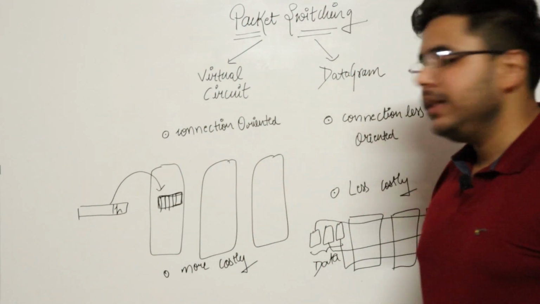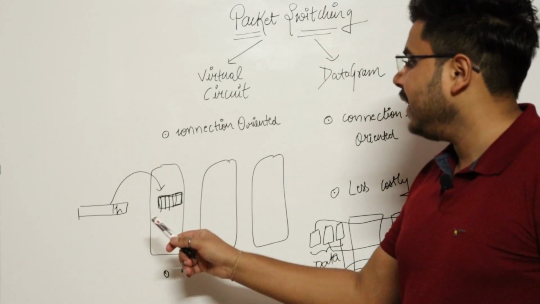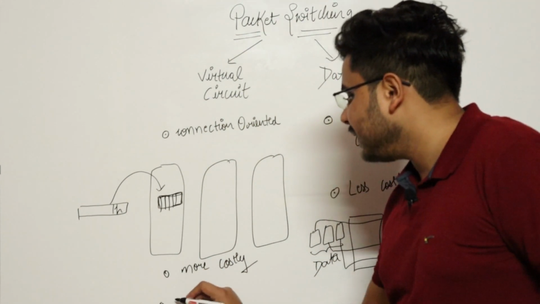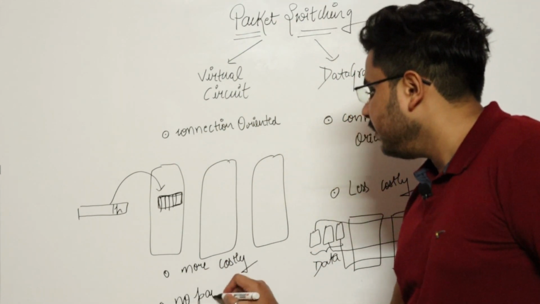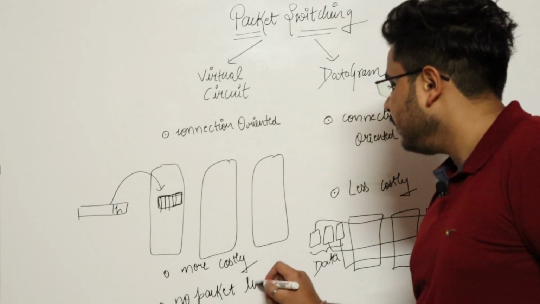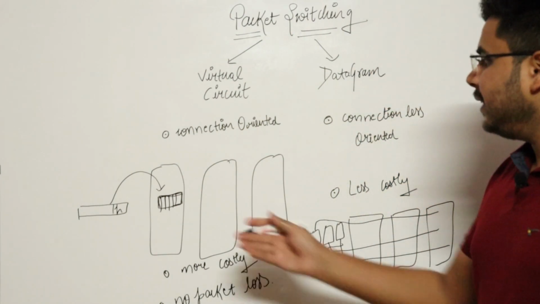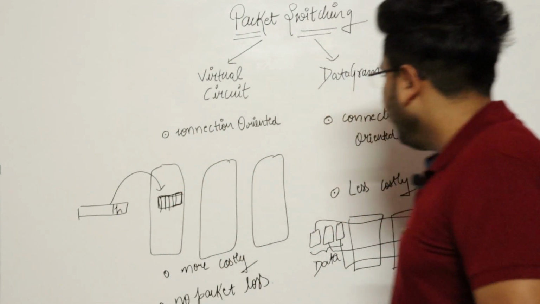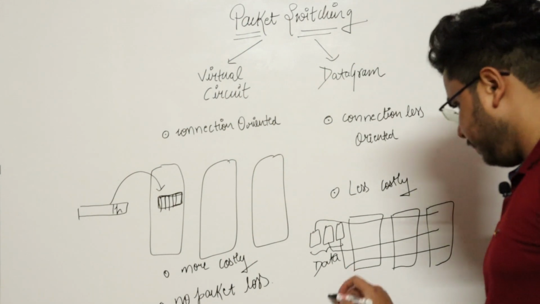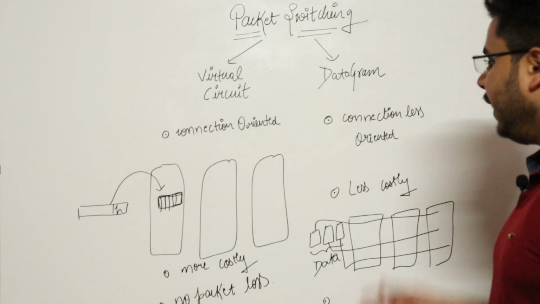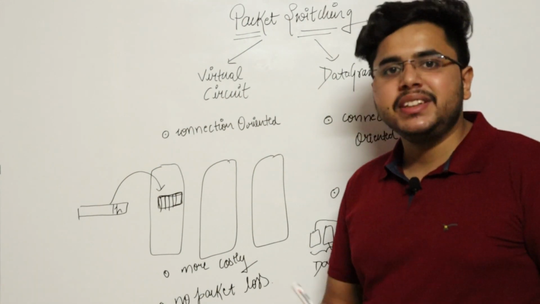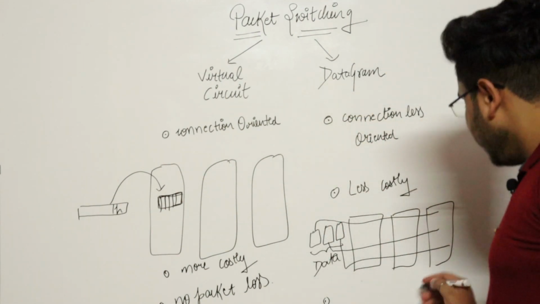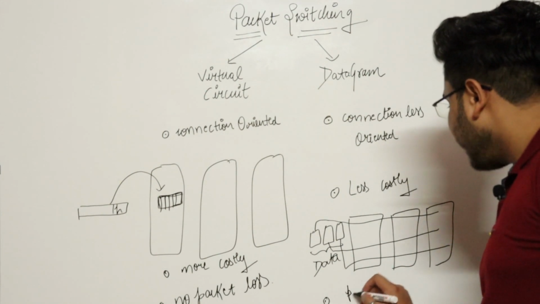Now, as you can see, here every segment is following a single path. Therefore, here there is no packet loss, because they are on the same path and following each other simultaneously. But when we talk about datagram, since every segment of the data follows an independent path, there is a possibility that a packet may get lost. So here packet loss can be there.